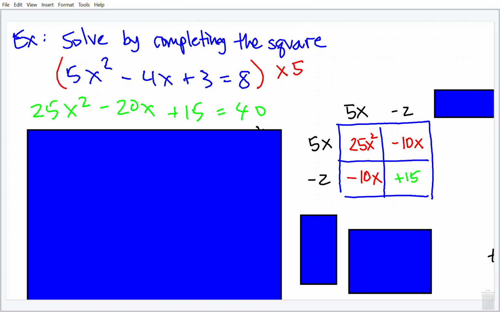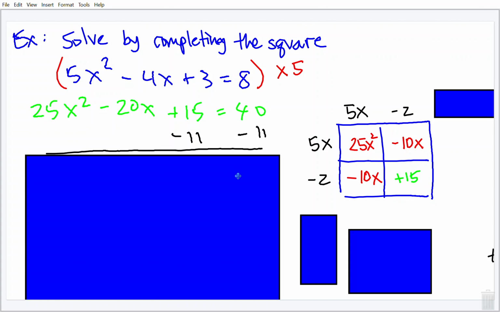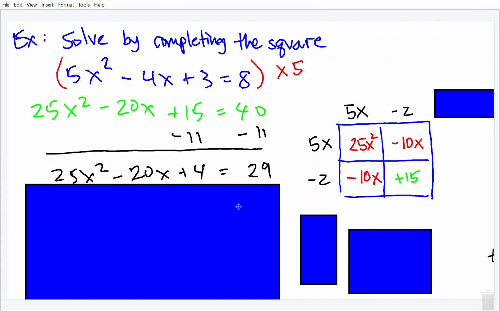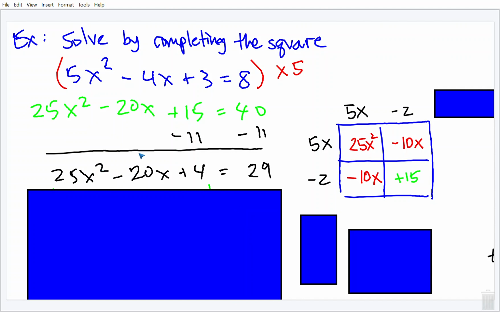So what are we going to do? We want a plus 4 here, but there's a plus 15 there. Well, we're going to make it happen. To change this plus 15 to a plus 4, what do we need to do? Subtract 11 from both sides. And so now we've got 25x squared minus 20x, 15 minus 11 equals plus 4, 40 minus 11 equals 29. And now we have the plus 4 that we wanted in that corner.